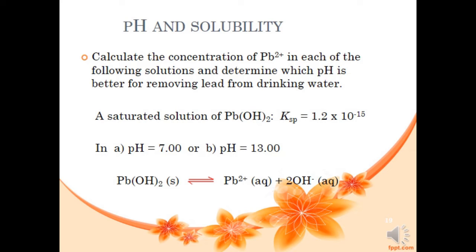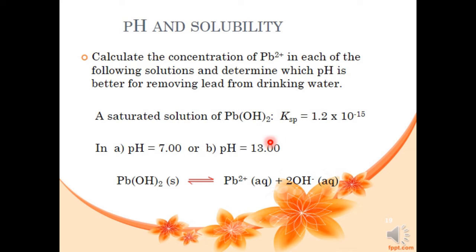Now let us look at a calculation involving pH. Calculate the concentration of lead 2 plus in each of the following solutions and determine which pH is better to remove lead from drinking water. We don't want lead in our drinking water, because it's an example of a heavy metal. Given the Ksp value of lead hydroxide is 1.2 times 10 to the negative 15. So would this lead hydroxide be soluble in neutral pH or alkaline pH?